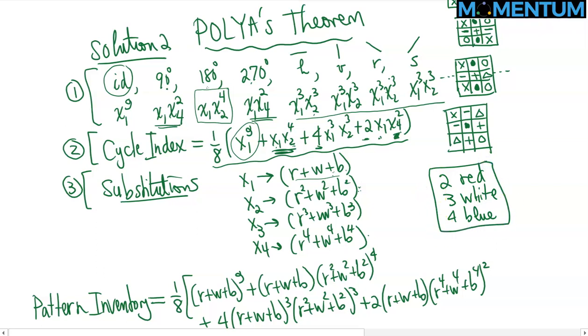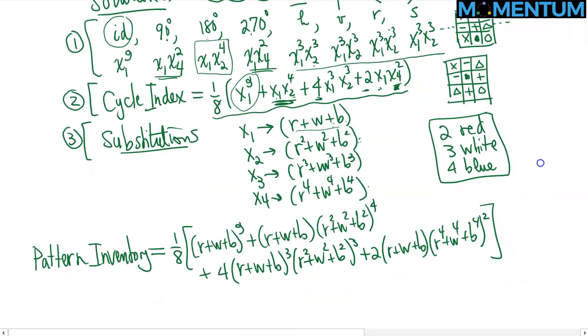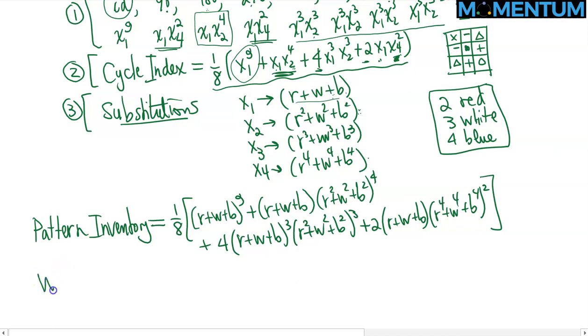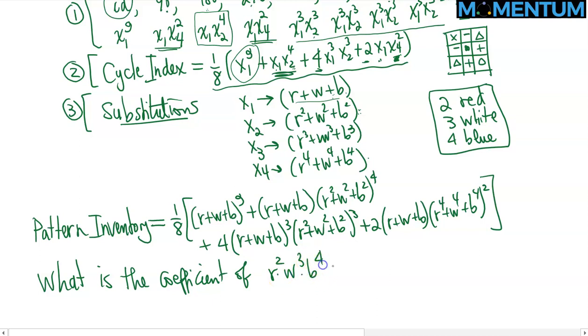Well, really, what we need here in the pattern inventory is the coefficient of the term. So the algebra problem that we are addressing now is: what is the coefficient of R squared, W cubed, and B to the 4th power? That will be the answer to the problem at hand. Well, this is now a simple algebra problem, I would say, right?